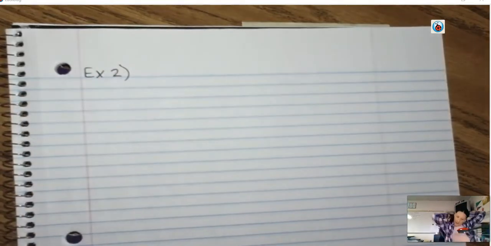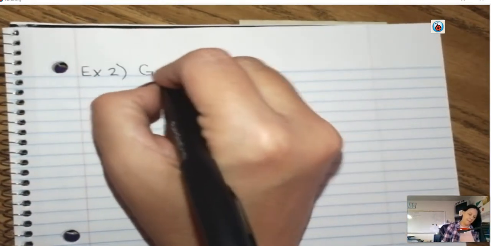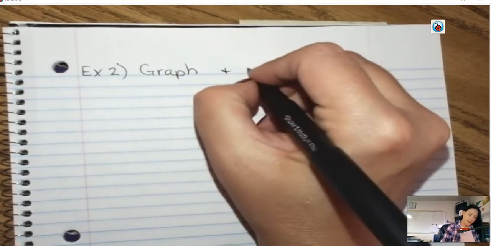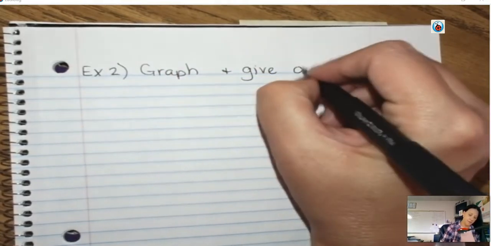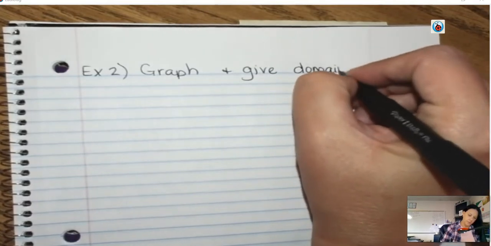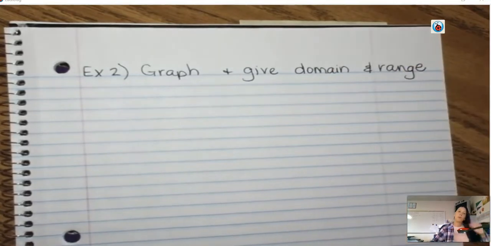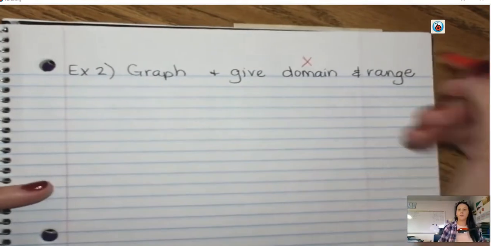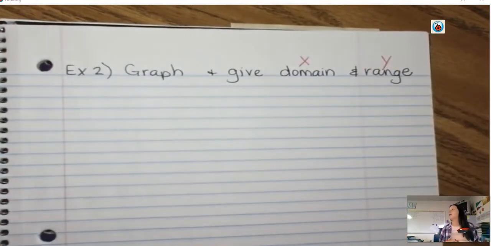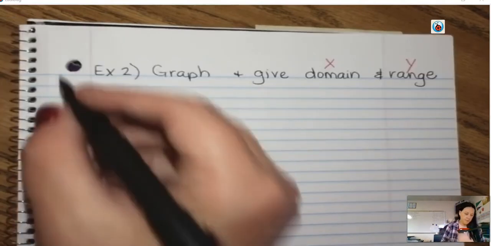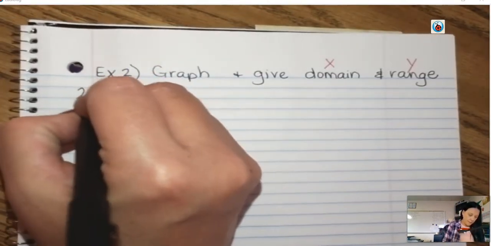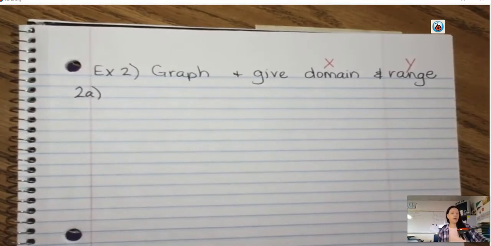For example 2, it's going to give us word problems. It asks us to graph the function and give the domain and range. Remember when we're doing domain, domain is your x values, range is your y values. We're dealing with word problems though, so you have to think about what's going to make sense for the word problem.